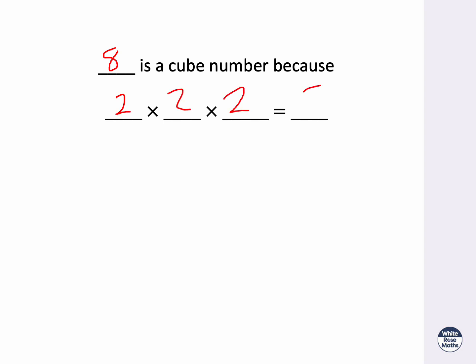Now note, guys, that this has to be whole numbers multiplied together. So I can't have, for example, a half times a half times a half. Because although that is cubing it, we are only looking at integers and whole numbers for the purpose of this video.